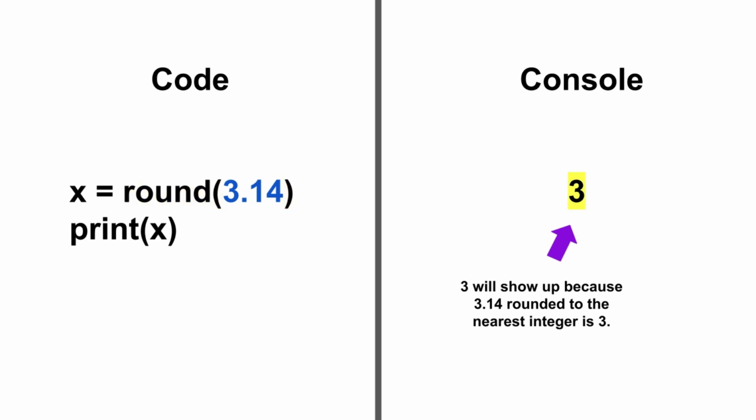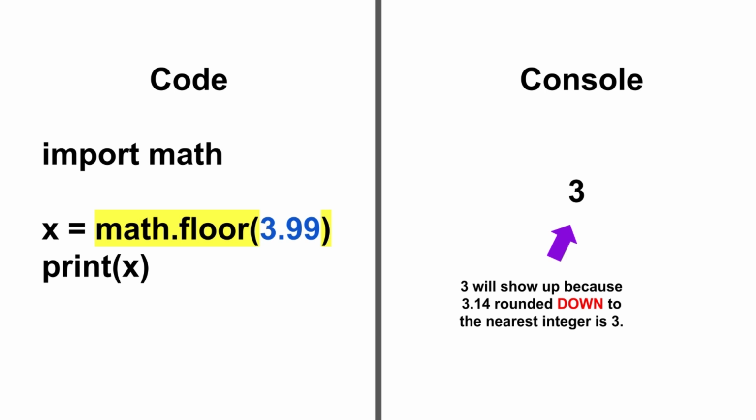Speaking of rounding, the next function is the math.floor function. For this function, we must first import the math module. The math module contains various mathematical functions. The reason why we don't need to import the math module to use the round function is because it's a built-in function in Python, meaning it's there by default. We don't need to import it. However, it's not the case for the math.floor function.